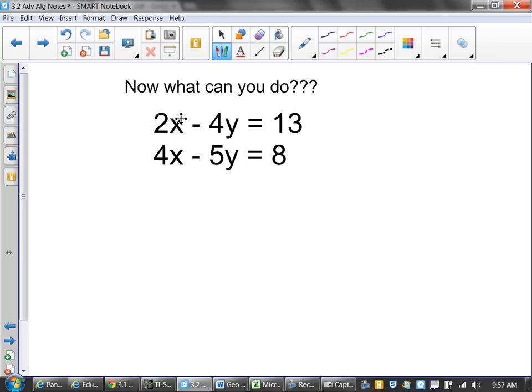There's the other one that we don't like to talk about so much, called linear combination. With linear combination, what you want to get is same coefficient with the same sign, or same coefficient with the opposite sign.